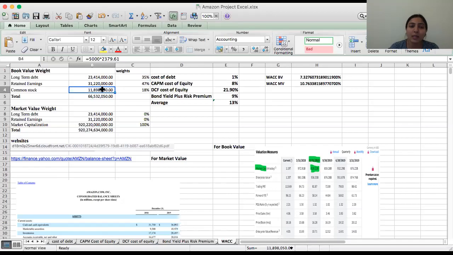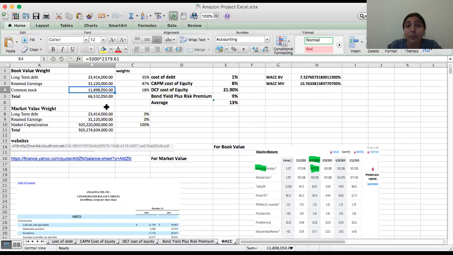Here, for my common stock, I multiplied the amount of common stock with the current market value rate, which I already showed you, that was 2379.61. So in this way, I found my book value weights of each particular item. Now let's move on to the market value weight.